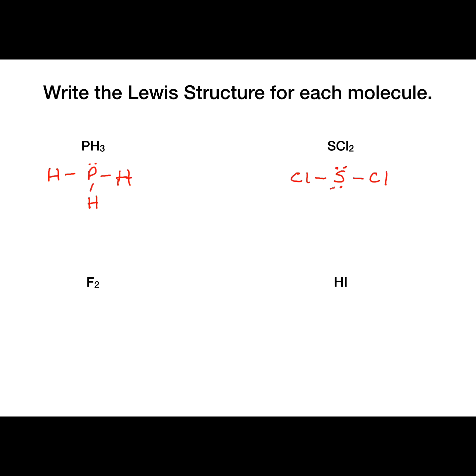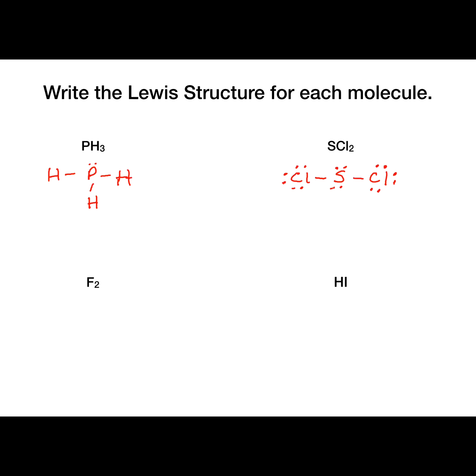And then chlorine, we also need to add more valence electrons in order to make an octet. So right now we have 2 valence electrons, so we need to add 6 more. 1, 2, 3, 4, 5, 6.